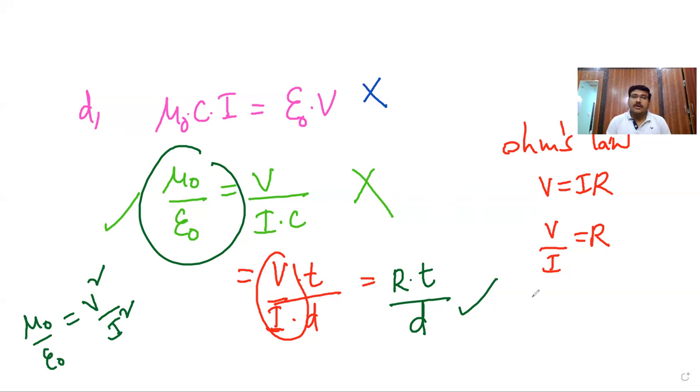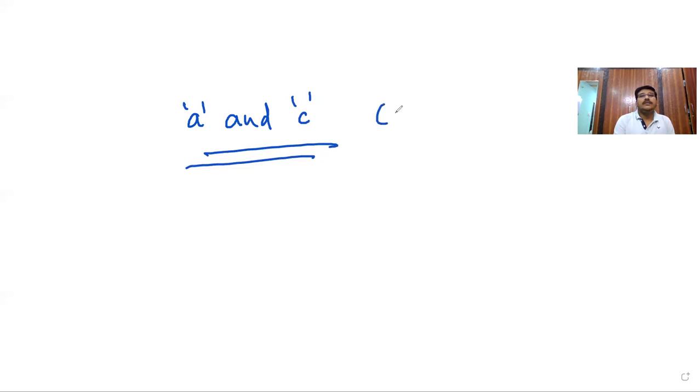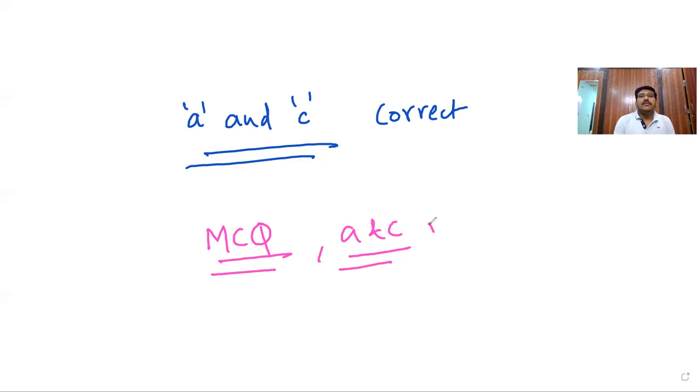Now, which options are correct? Option A and option C, both are correct. A and C are correct. So, have the clarity. It is an MCQ, multiple choice question, with A and C as the correct answers. Clear?